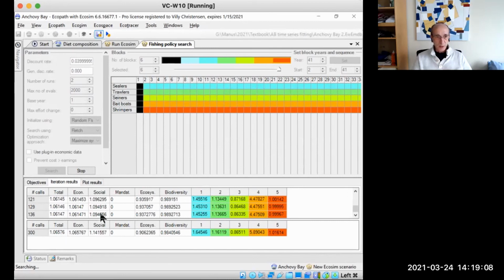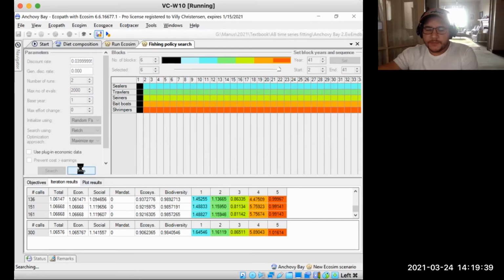So we are running now the second time here, and we're seeing something very similar. It's still running, but we're seeing an increase in trawlers, a decrease in seiners, a big increase in bait boats, and almost steady for shrimpers. So it's on the way to the same location. The same location, yeah. So I'm going to stop it.